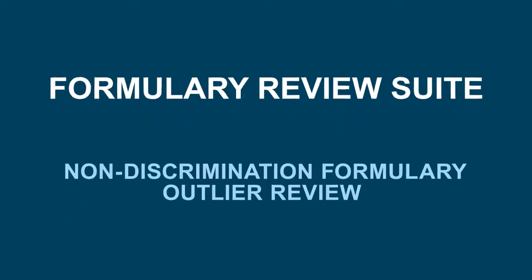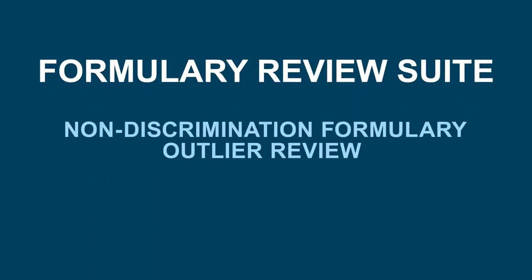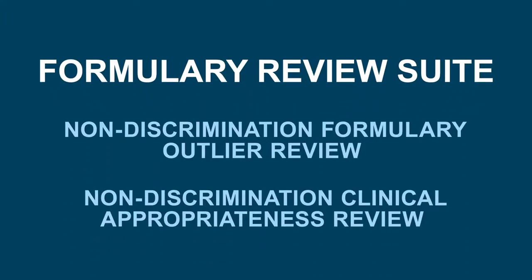The Formulary Review Suite runs two different non-discrimination reviews, primarily based on data from the prescription drug template. These two reviews include the Non-Discrimination Formulary Outlier Review and the Non-Discrimination Clinical Appropriateness Review. The Formulary Outlier Review identifies and flags as outliers those plans that have unusually large numbers of drugs subject to prior authorization and/or step therapy requirements in 27 United States Pharmacopeia classes compared to other plans in the state.